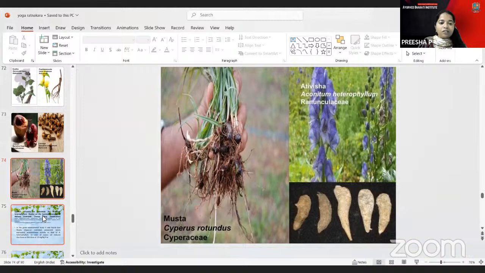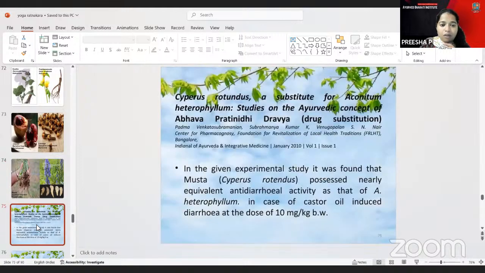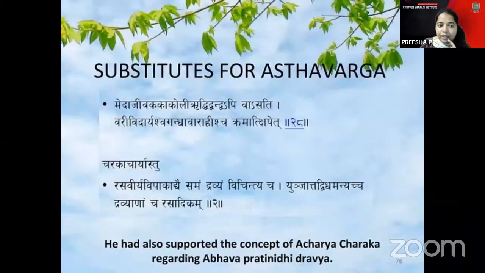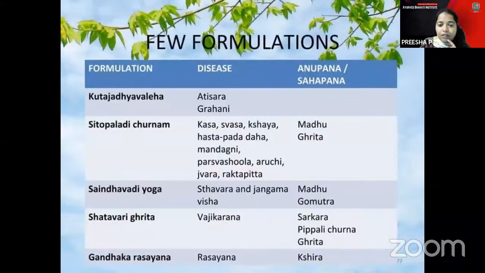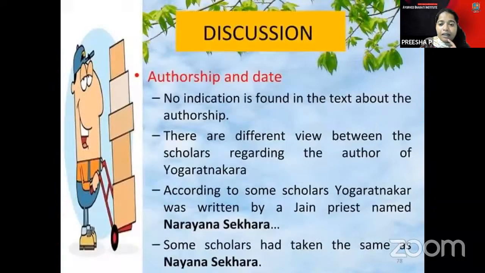These are some of the drugs which can be used, like the Ativisha. Mainly, I think the herb Ativisha can be grown in the Himalayan region. That is why Ativisha is very rare and very costly also. Cyperus rotundus is used for Ativisha because it is not so costly, and this is the substitute for Ashtavarga.